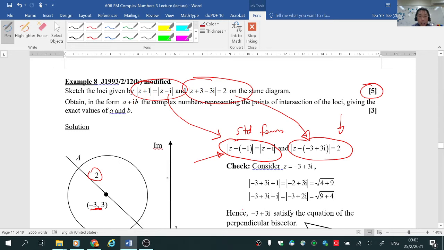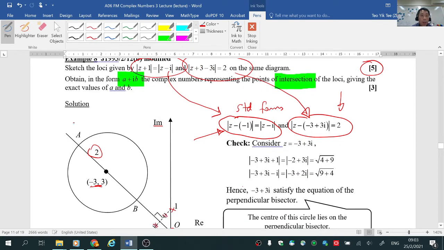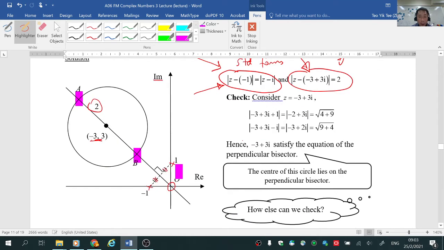Thereafter, the question asks you to find the complex number in your Cartesian form, a plus ib form, of the intersection of your two loci. I need to find the intersection of the two loci. Basically, I need to find this point and this point. A few methods you have: either trigo, or you can use Cartesian, change into your x and y equation, and solve it using the circle and an equation of a straight line. So again, my focus is on trigo.